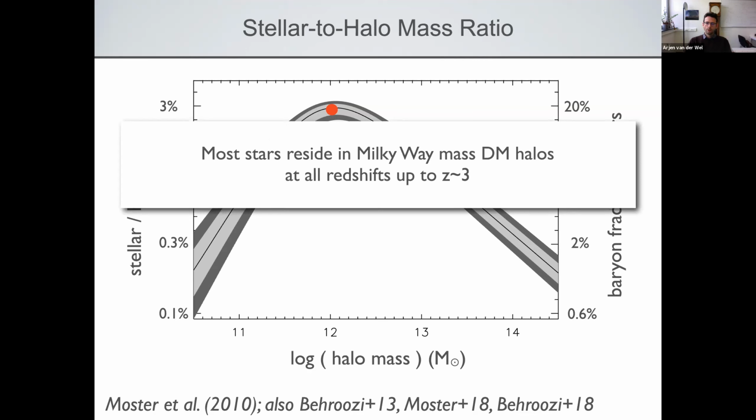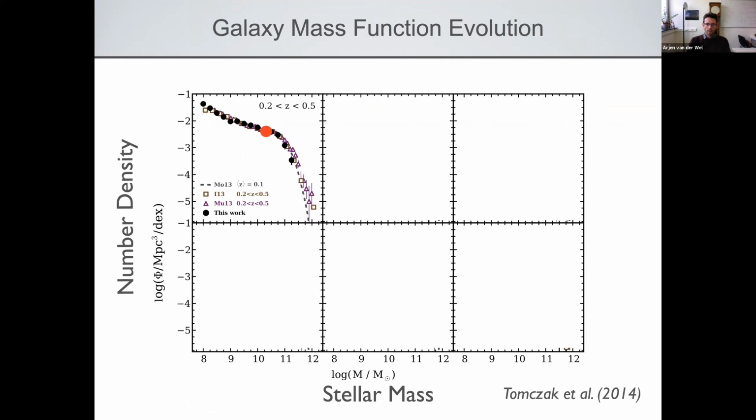So I can now generalize the point I made before even further: most stars reside in Milky Way dark matter mass halos, 10 to the 12 solar mass dark matter halos, at all redshifts up to redshift 3. Because this relationship between stellar and halo mass evolves somewhat, by a factor of several, but not an order of magnitude. So if we go back to this slide, at all redshifts up to 3, most stars live in galaxies of this mass, and the same is true for the halos.